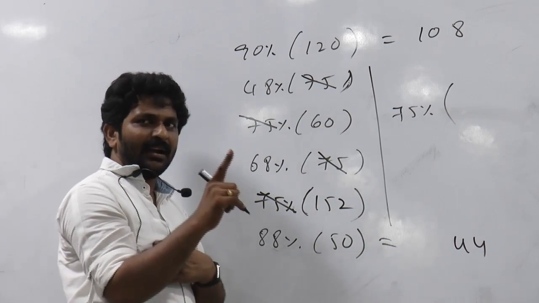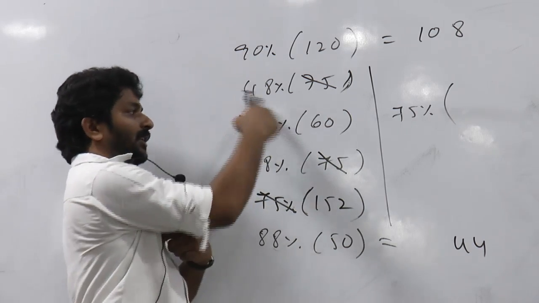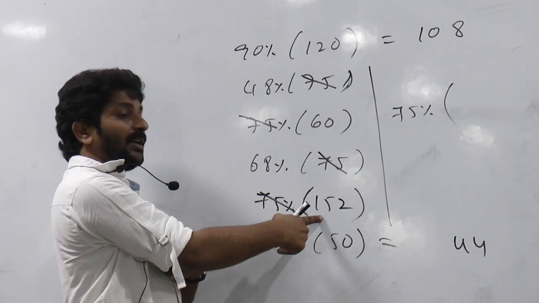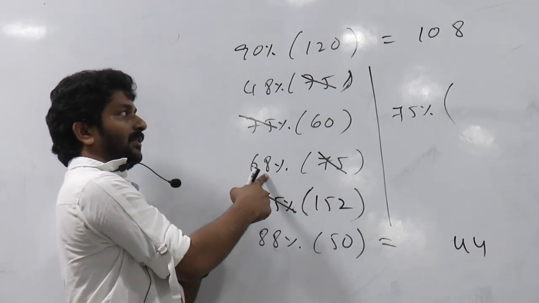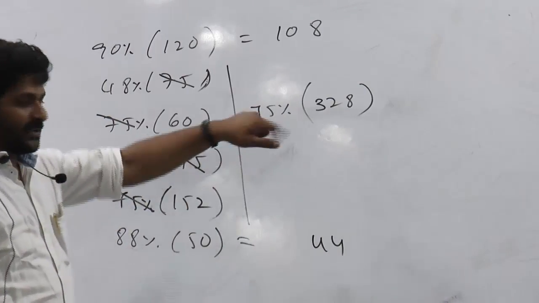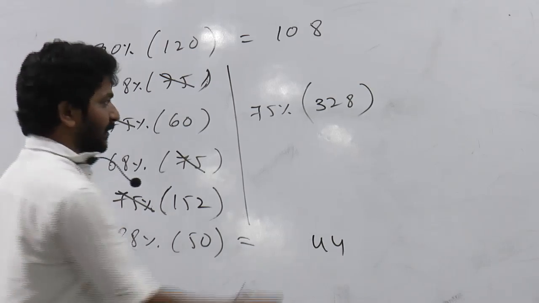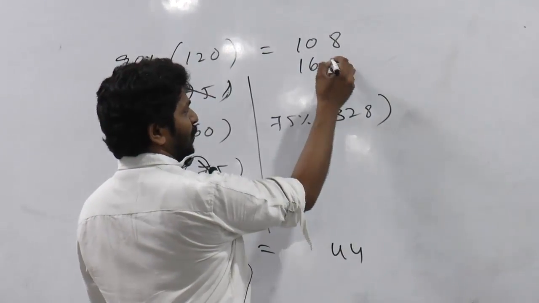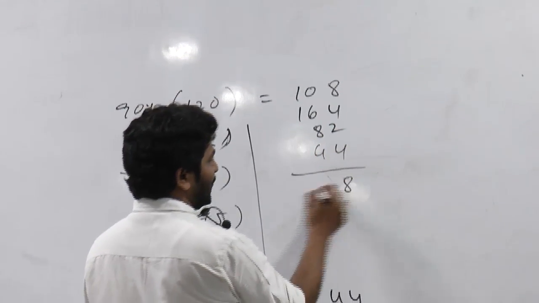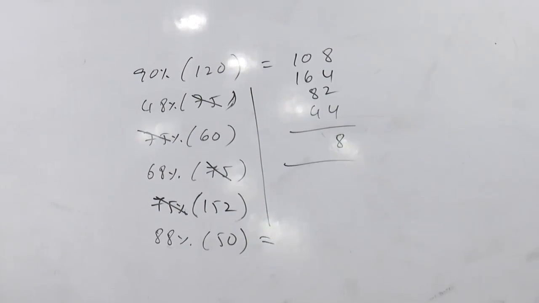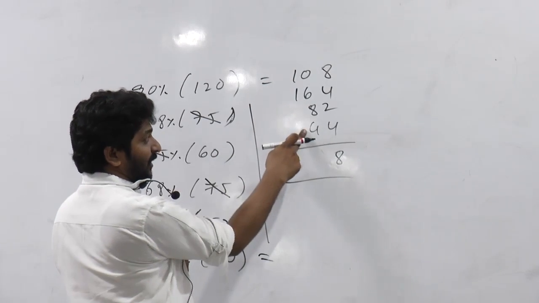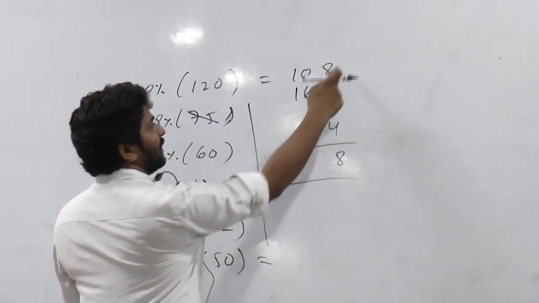108. Let's first add all tens places, then you can add units. 40, 60, 100, 160, 310, 310, 320, 328. So this is 328. 75% of 328. Half plus half of it. Half, 164. Again half. 82. And the last number 44. Your answer should end with 8. How many options are there? 100, 200, 300, 380, 390.